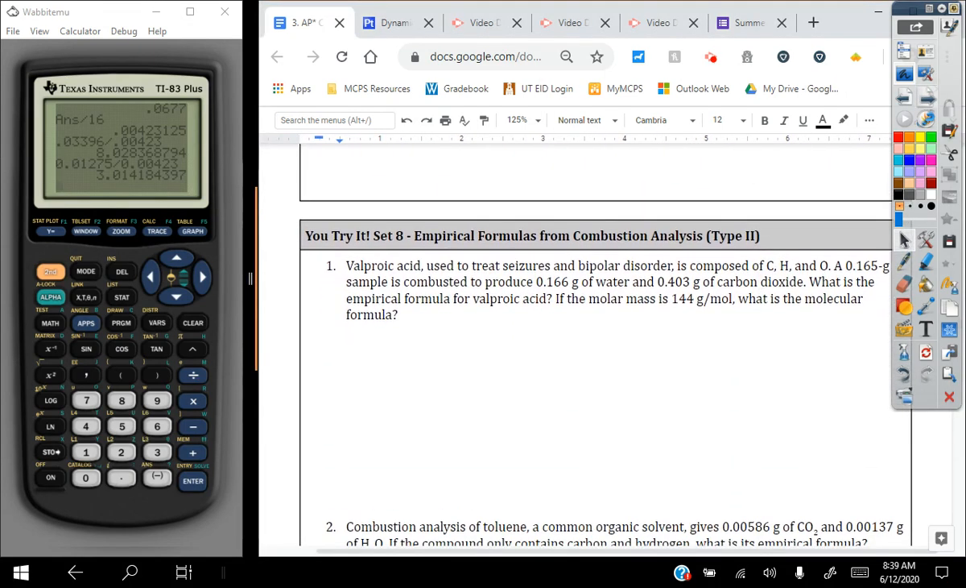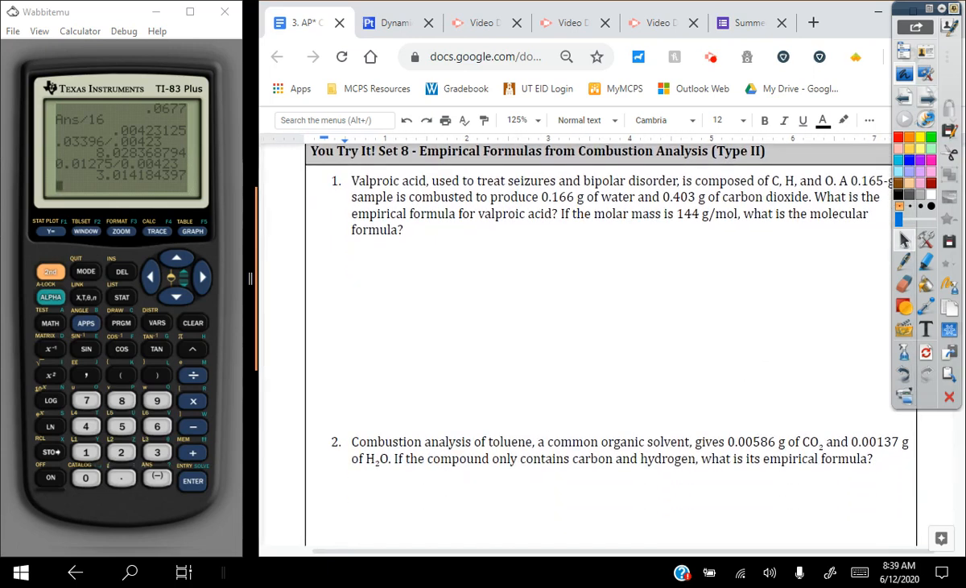Try it, set 8. Similar though, a couple things to point out. In number 1, they ask about the molecular formula as well. Same process we used in the last video. Once you have your empirical formula, find the molar mass of your empirical formula, and then the molar mass of the molecular formula divided by the molar mass of the empirical formula tells you how many times you need to multiply the subscripts by to get the molecular formula.